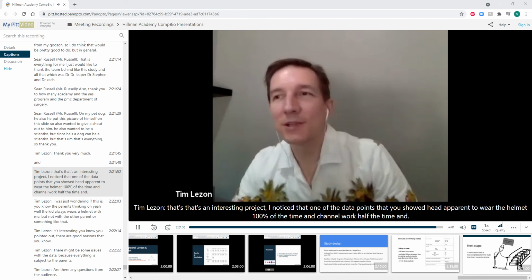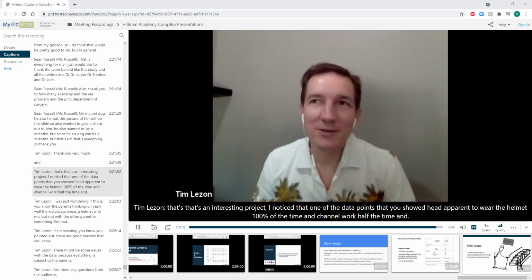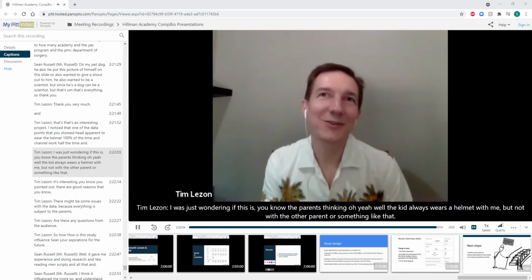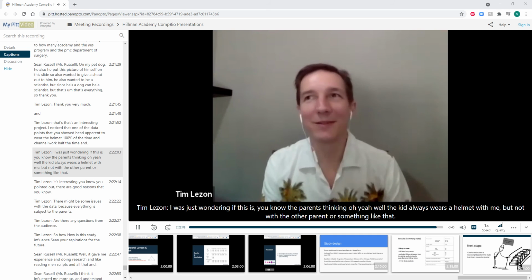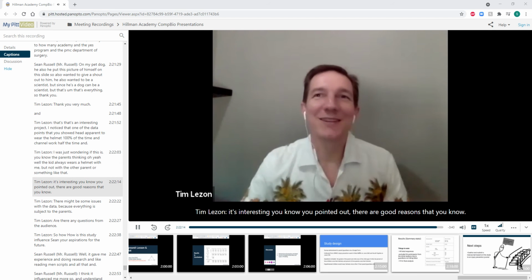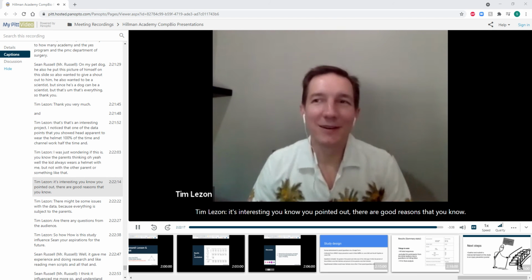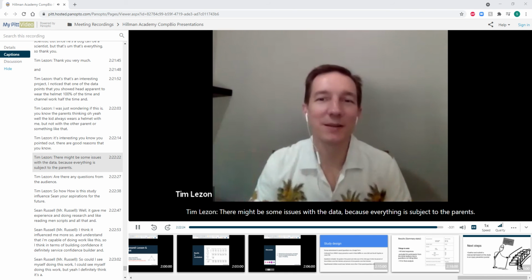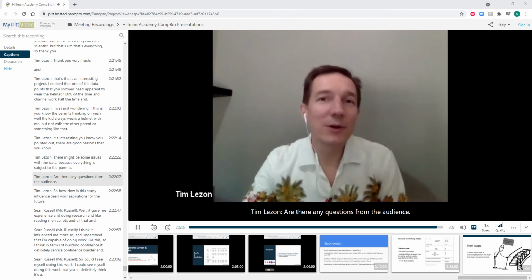That's an interesting project. I noticed that one of the data points that you showed had a parent who wore the helmet 100% of the time and the child only wore it half the time. I was just wondering if the parent is thinking, oh yeah, the kid always wears the helmet with me, but not with the other parent or something like that. It's interesting, you pointed out that there might be some issues with the data because everything is subject to the parent's interpretation. Are there any questions from the audience?